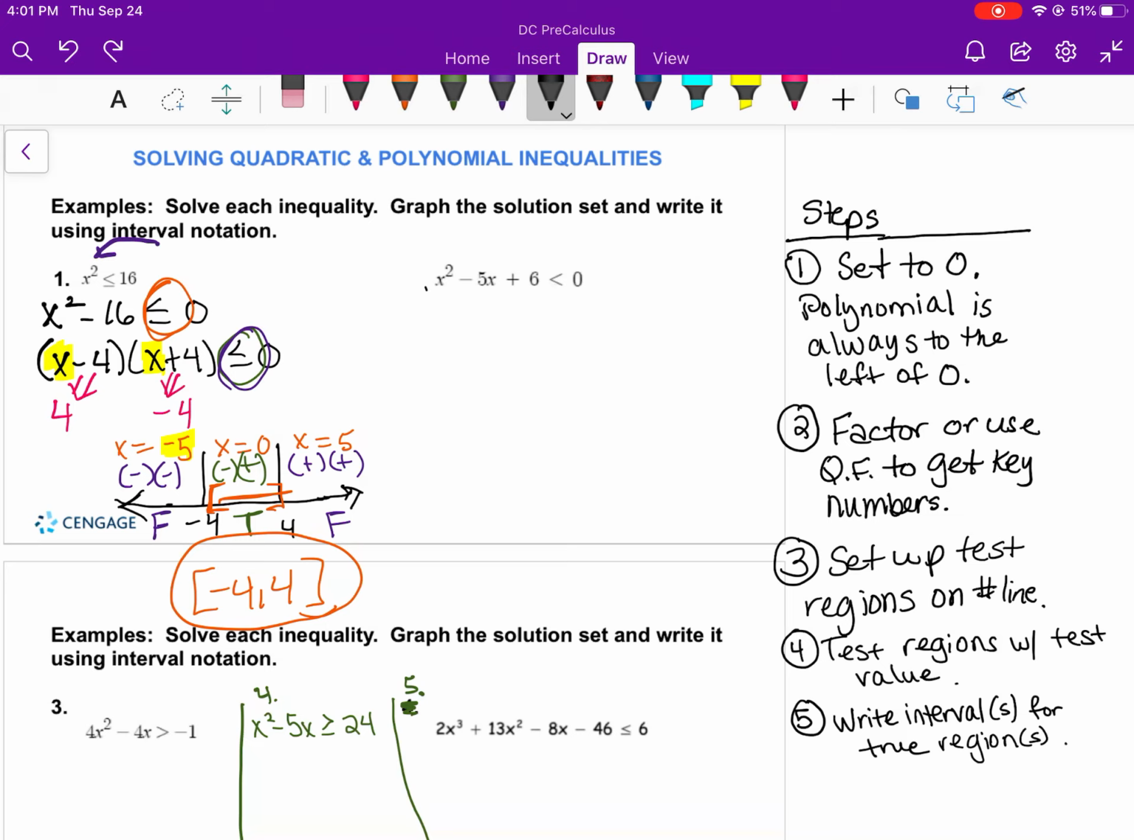Okay, number 2, we're going to do the same thing. Get my 2 out of the way. Okay, we're going to make sure the problem's on the left, and it is, so then we're going to factor it.